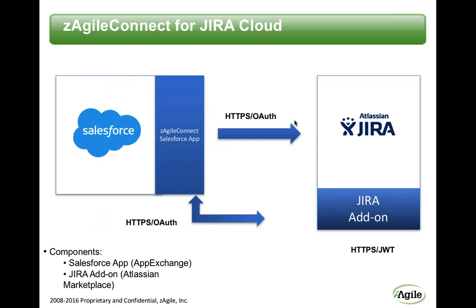So let's take a look at Zagile Connect for JIRA Cloud. There's just a couple of things I wanted to point out here. There's a Salesforce package or Salesforce app that you will install from the App Exchange into your Salesforce instance. And then also in JIRA, there's a Connect app that you will install in JIRA. And you configure the two in terms of authentication as well as any of the setup parameters, and you're ready to go. Installation time typically is 30 to 45 minutes.